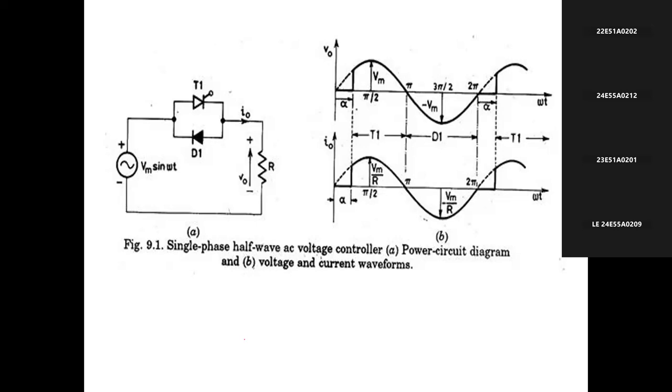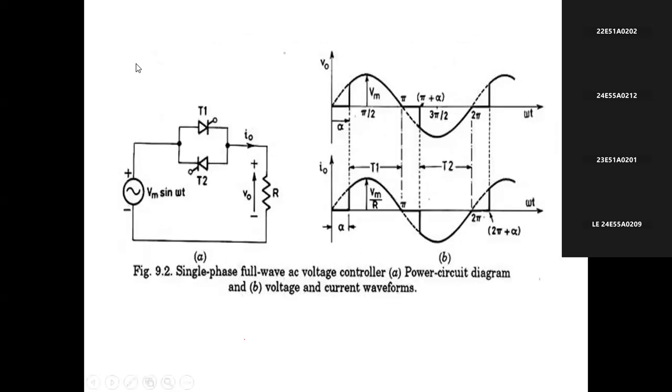23 series, roll number 212. Roll number 212. Pranav. Yes, sir. Can you explain me the full wave AC voltage controller? Explain positive cycle what will happen, negative cycle, at what point thyristors are on.